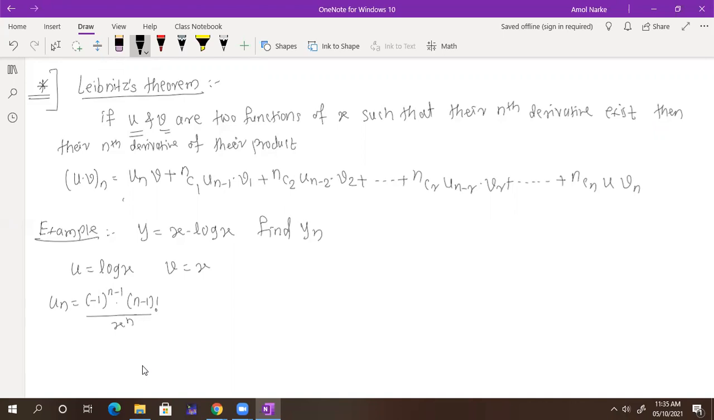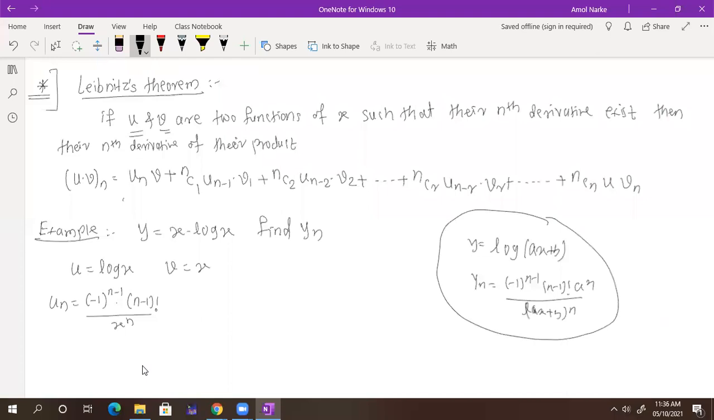Check it out. Log of ax plus b. What is yn? My yn becomes minus 1 raised to n minus 1, n minus 1 factorial, a raised to n divided by ax plus b raised to n. Yes or no? This is what we have done in the last lecture. And we substitute there a is equal to 1, b is equal to 0. That is what I am getting.